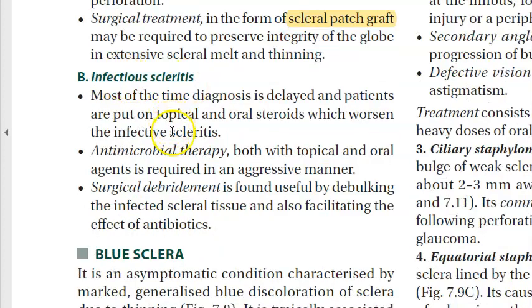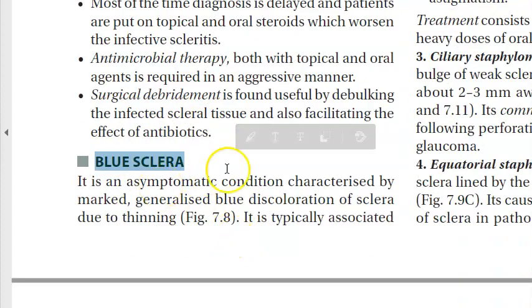Infectious scleritis, guys, basically here you will give antimicrobial therapy, and surgical debridement you can do. And blue sclera in healed scleritis, you can see blue sclera, okay.